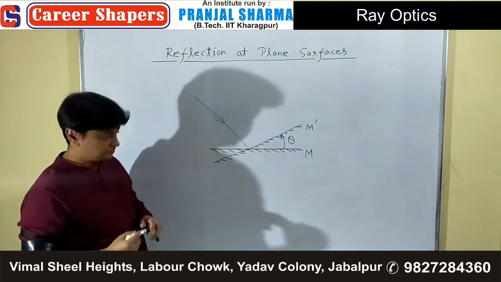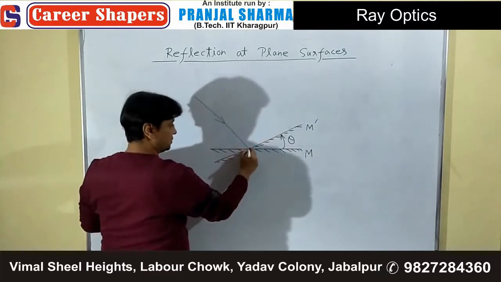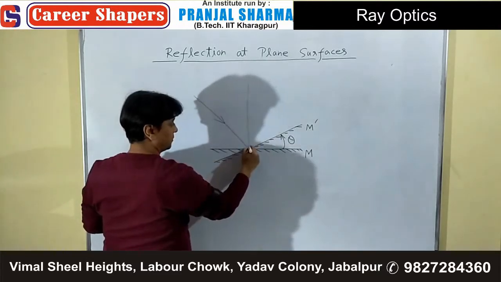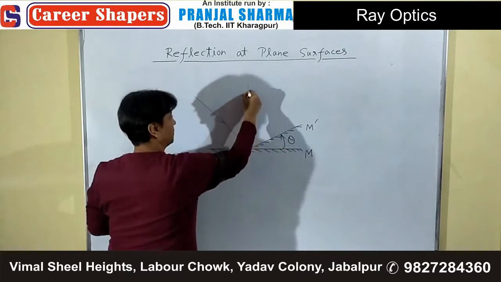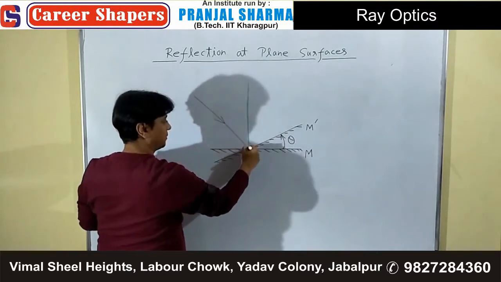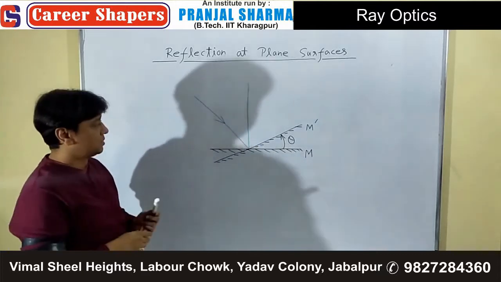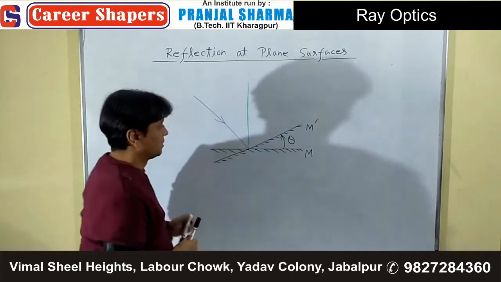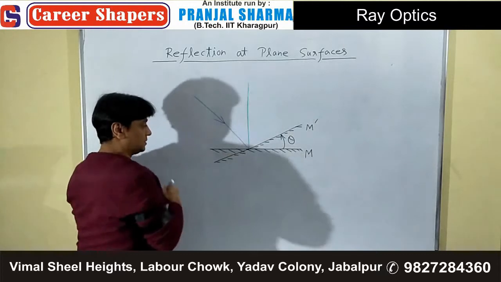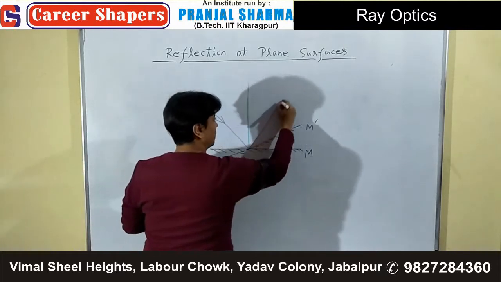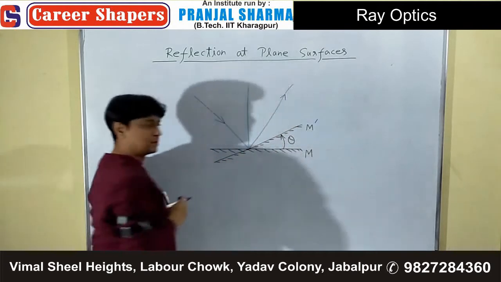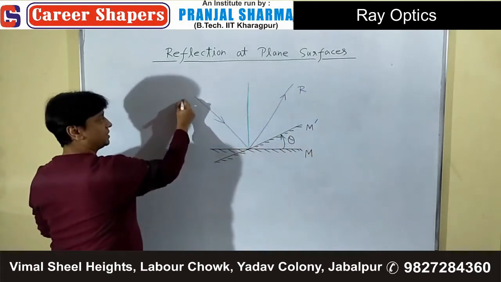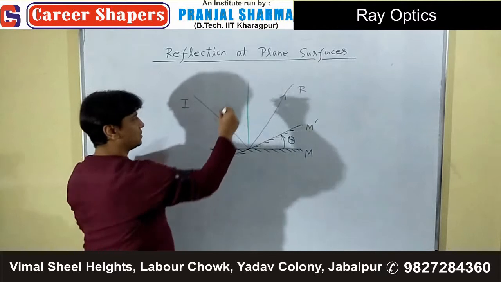In this figure, this is a normal for the initial position of the mirror. This is your reflected ray. Let's call it R. This is your incident ray, and that's your normal.